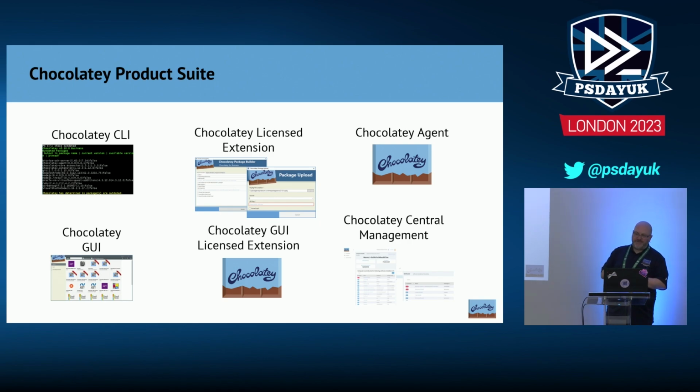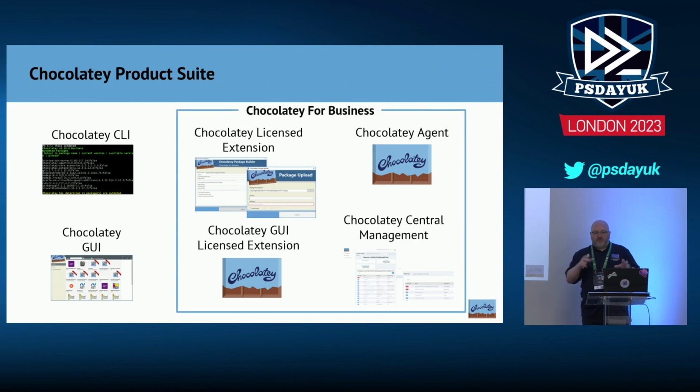A lot of people don't know that Chocolatey actually has a commercial version. They think it's an open source free tool, and it is. Chocolatey CLI and Chocolatey GUI are that, and we'll talk about the license for that a little bit later on. But the commercial side of Chocolatey is Chocolatey for Business. That's what we call it, and it encompasses those 4 products that we talked about there.